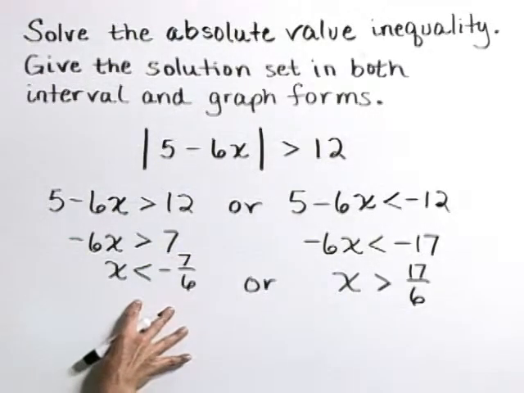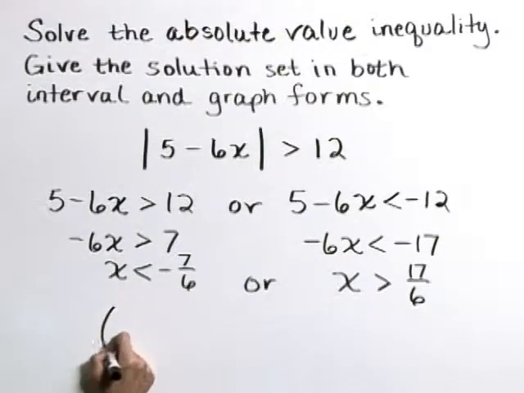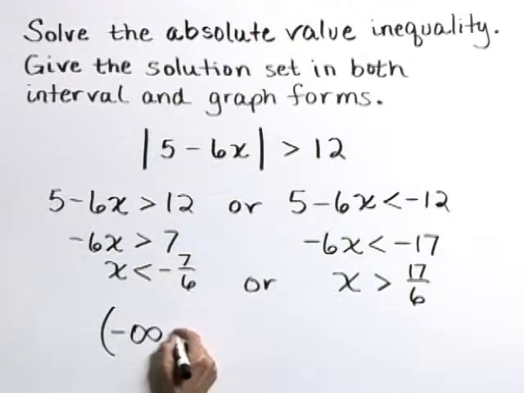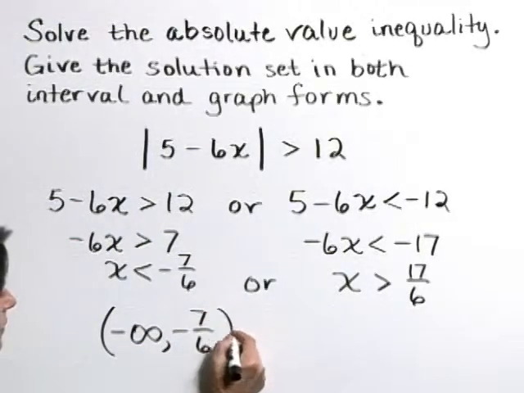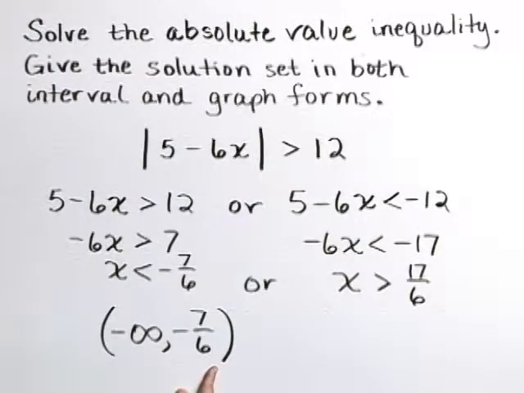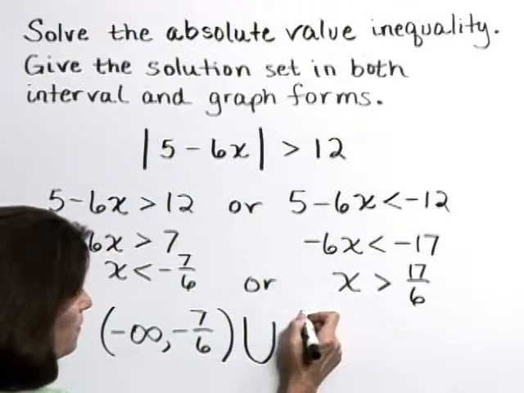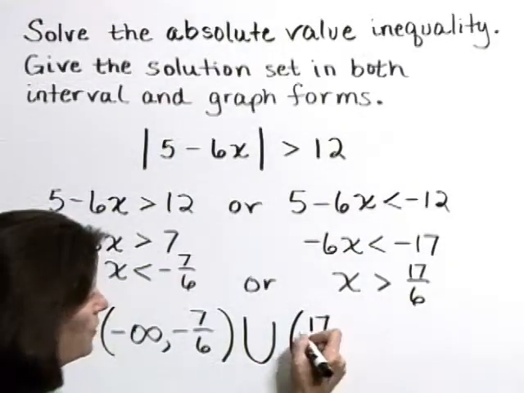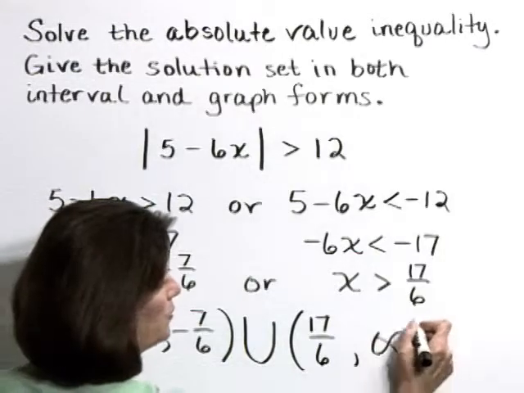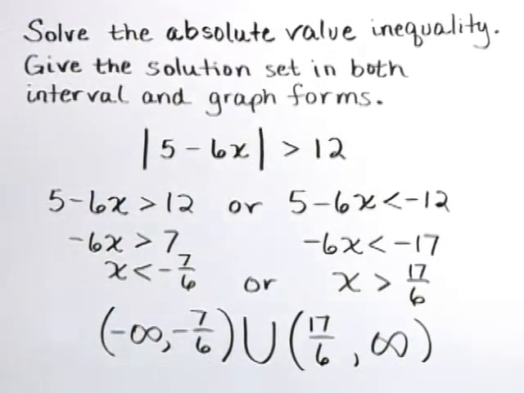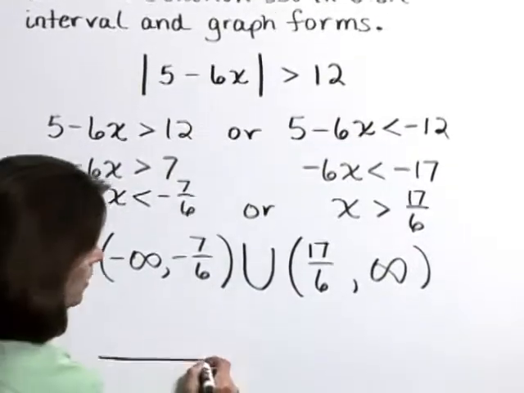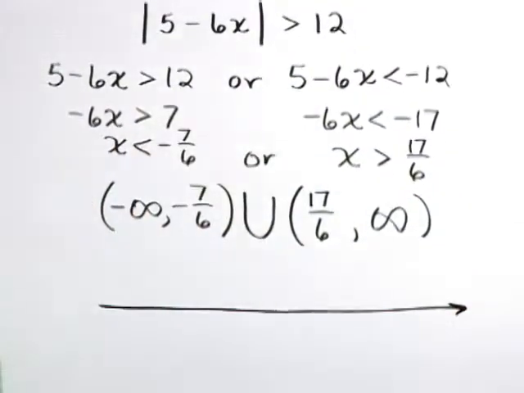Let's write our answer in interval notation as, with our first grouping, all values from negative infinity up to a negative 7/6, not included, as indicated by the parenthesis, or we can use the union symbol for that word. With our second group, we're looking at values greater than 17/6, so from 17/6, not inclusive, up to, in the direction of, positive infinity. As a last step, we'll also graph our solution.